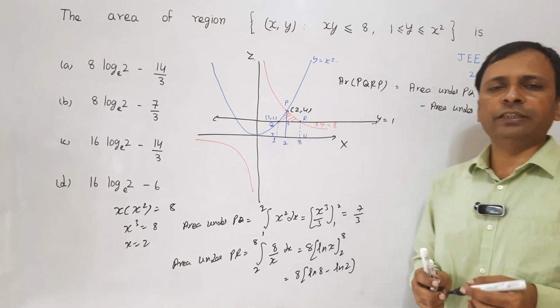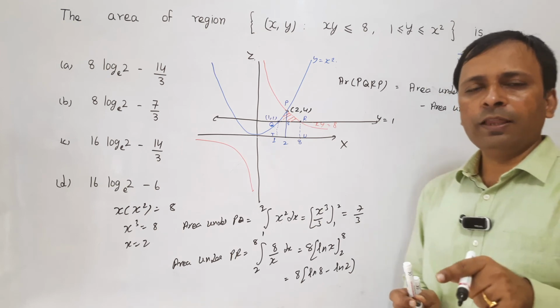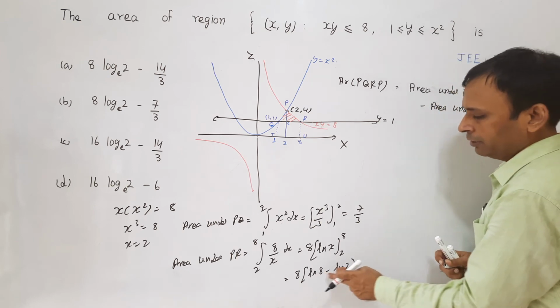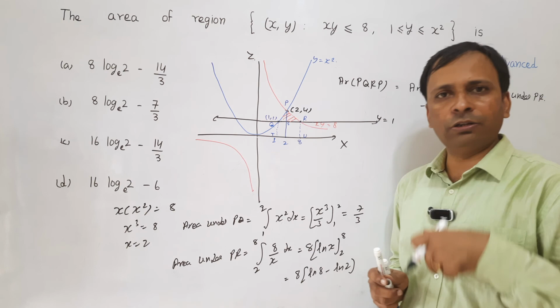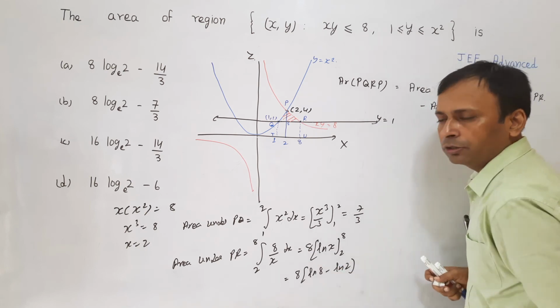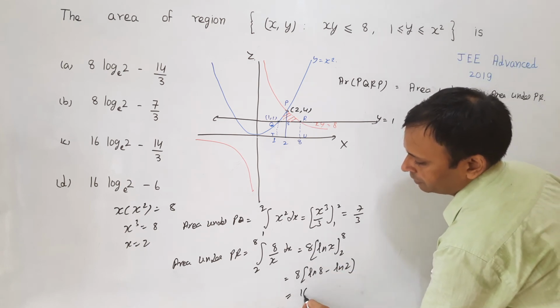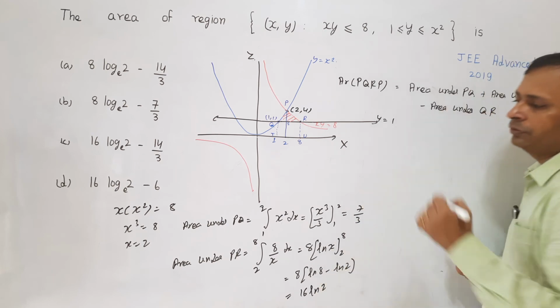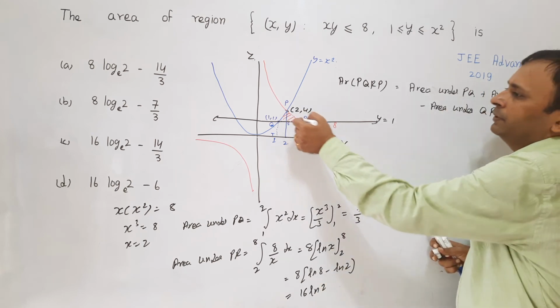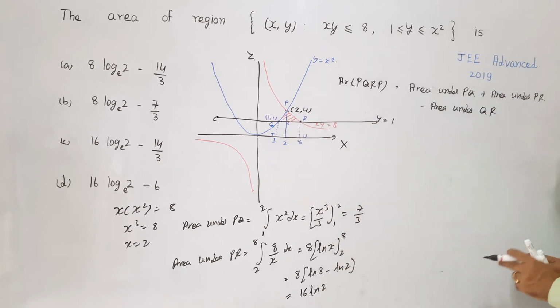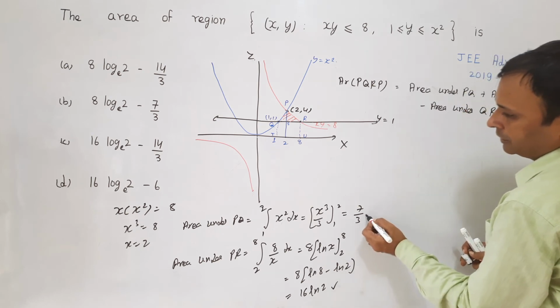Now log of 8 can be written as log of 2 cube, which is 3 log 2, and 3 log 2 minus log 2 will be 2 log 2, and 2 log 2 into 8 will be equal to 16 times log of 2. So area under the region PR will be equal to 16 log 2. So this is 16 log 2, this is 7 by 3.